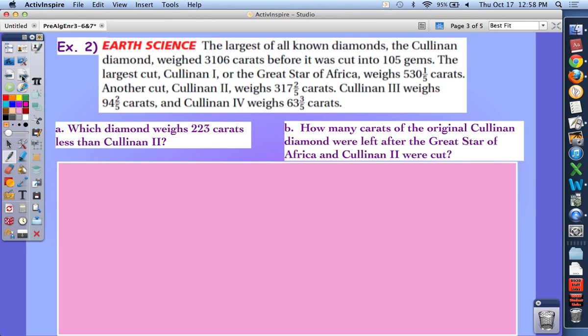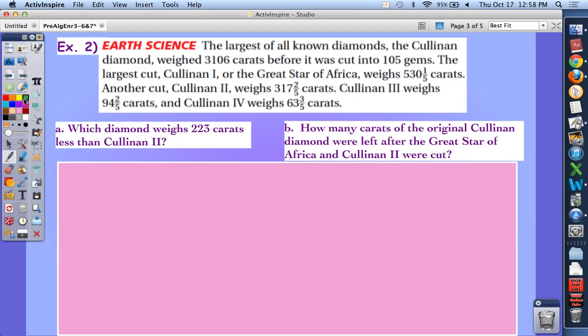I have two questions for you. Which diamond weighs 223 carats less than the Cullinan 2? And how many carats of the original Cullinan diamond were left after the Great Star of Africa and the Cullinan 2 were cut? So if you want to pause and try these on your own, you can do that, and then press play to see how I did it. We'll compare our answers. So try these two now.